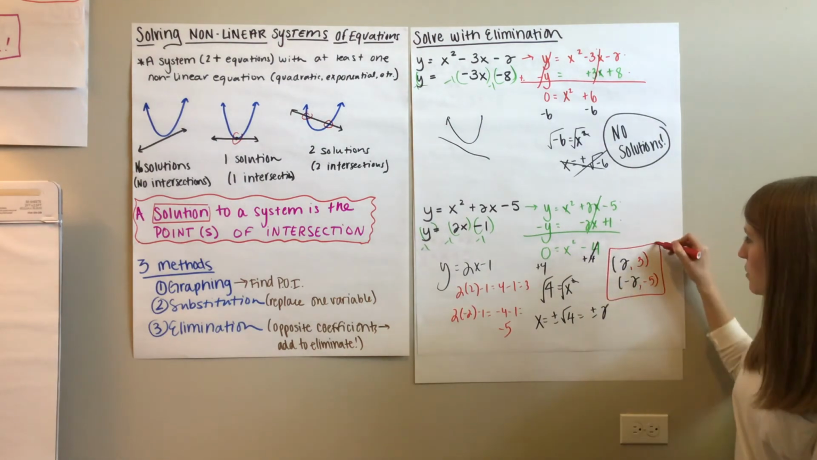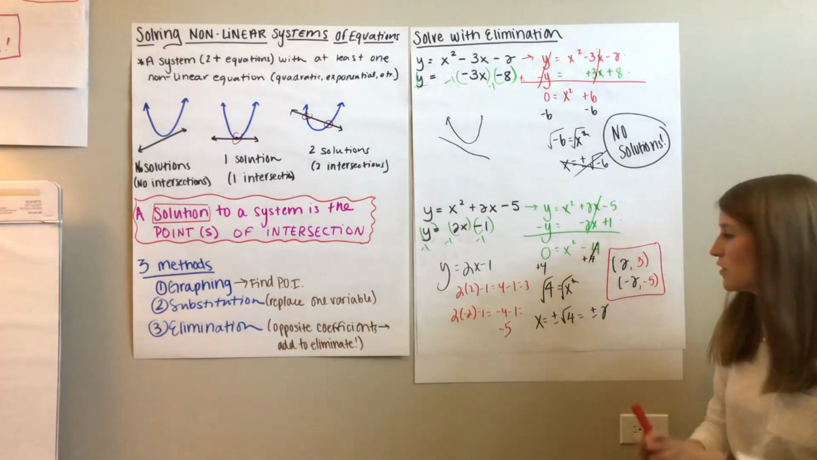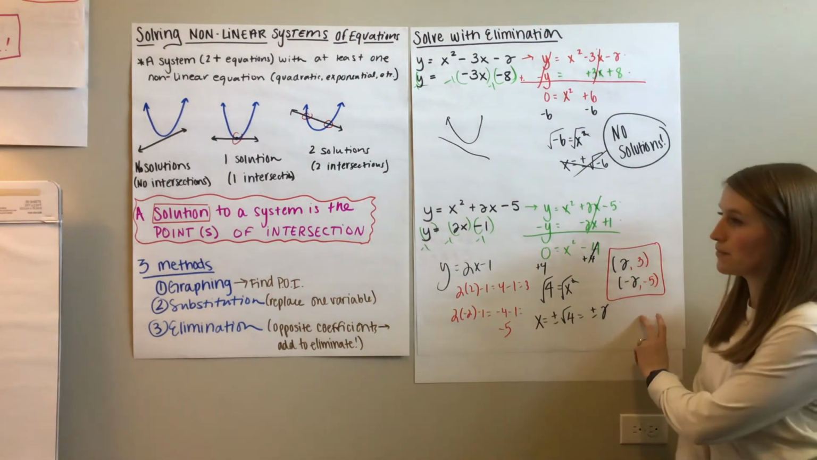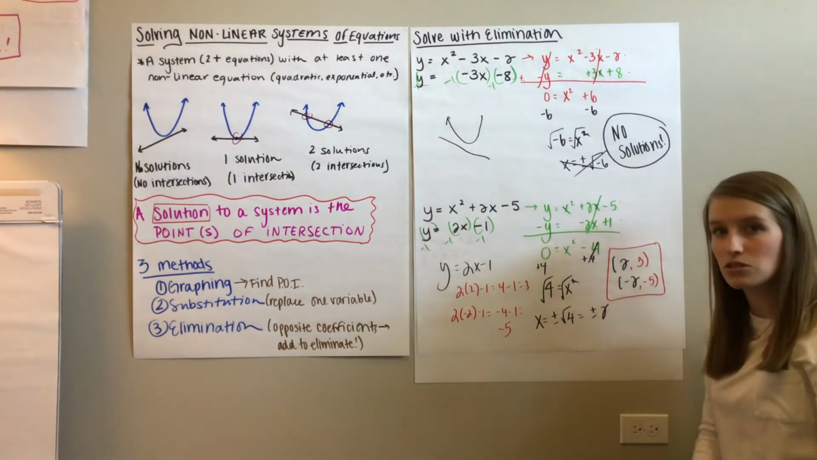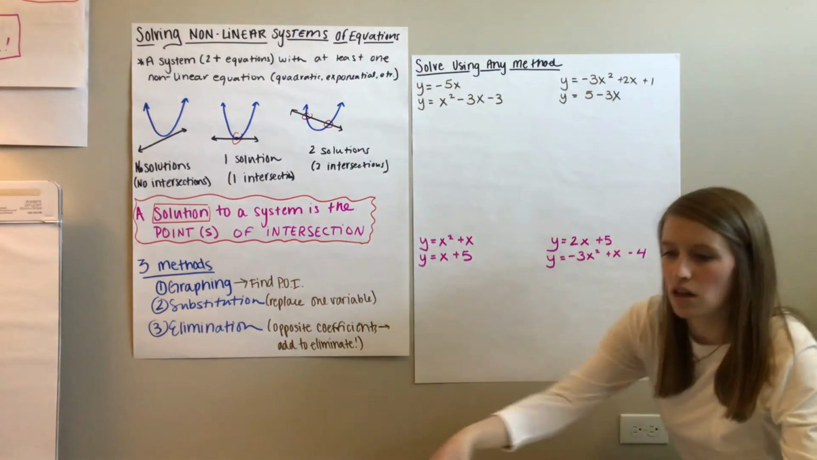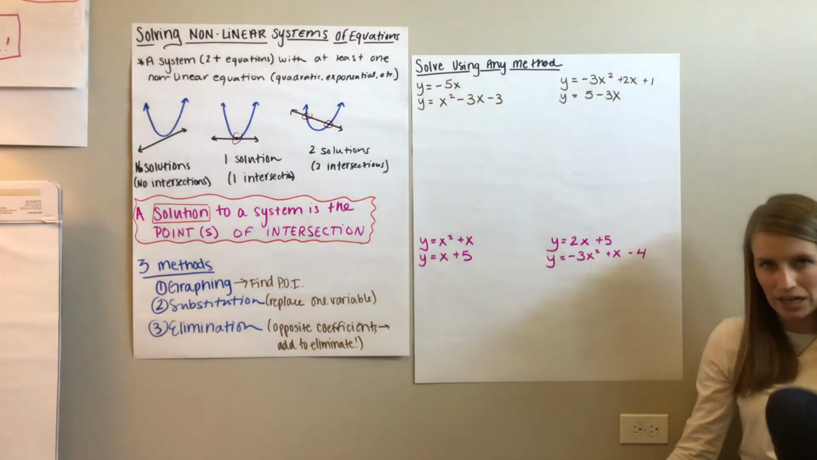We have 2 comma 3 is one solution, and negative 2 comma negative 5 is another solution. So this one happened to have 2 solutions. This one had no solutions. This is how we use elimination. These are just a bunch more practice problems we're going to try right now to make sure we know it all.